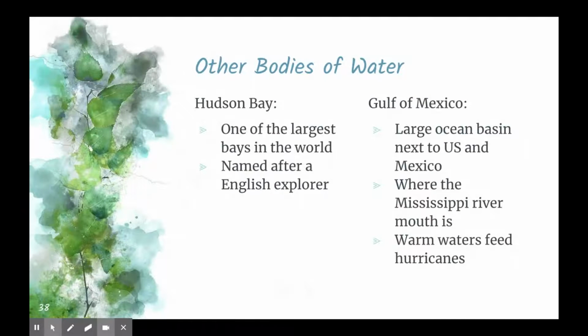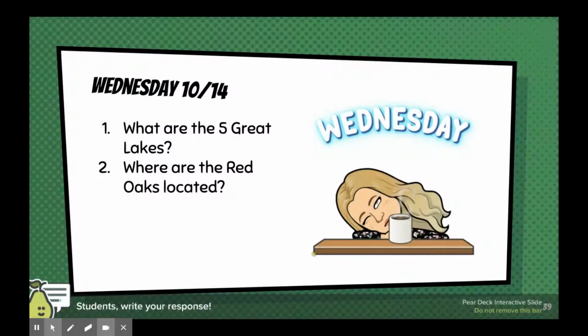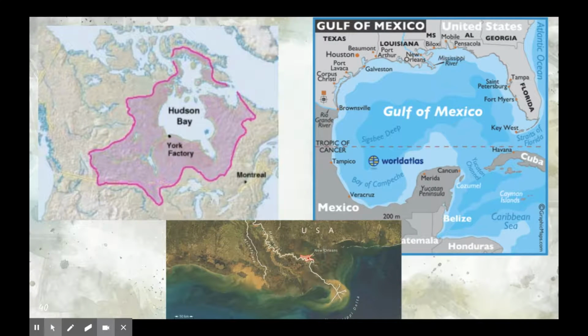So some other bodies, we have Hudson Bay, which is one of the largest bays in the world, and it's named after an English explorer. And then we have the Gulf of Mexico, which is a large ocean basin next to the United States and Mexico. It's where the Mississippi River mouth is, and warm waters tend to feed hurricanes. Here's our Gulf, and here's our bay.